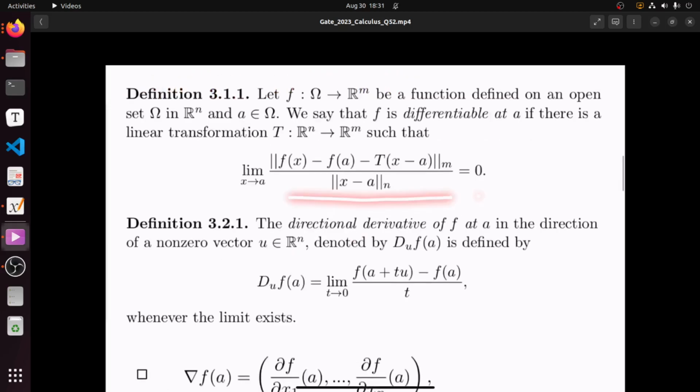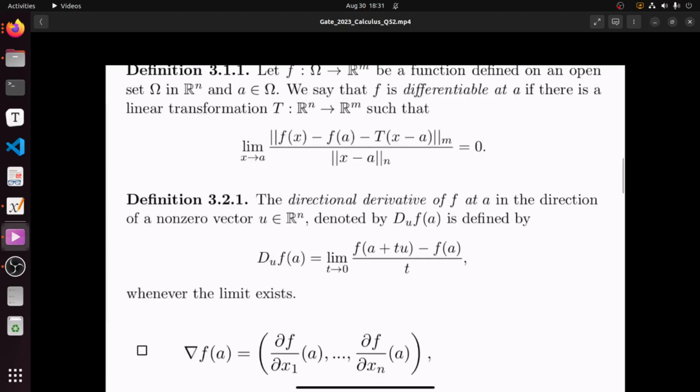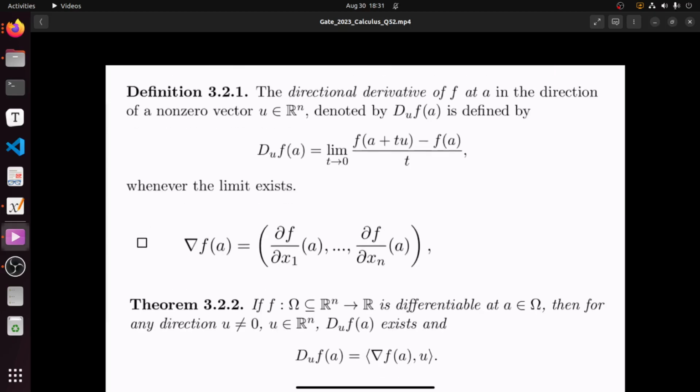Okay. Now the directional derivative of f at the point a in the direction of a non-zero vector u is denoted by D_u f at the point a, which is defined by the limit as t tends to 0 of f of a plus tu minus f of a, divided by t, whenever the limit exists. So this is called the directional derivative of f in the direction u at the point a. And this is the gradient of f.